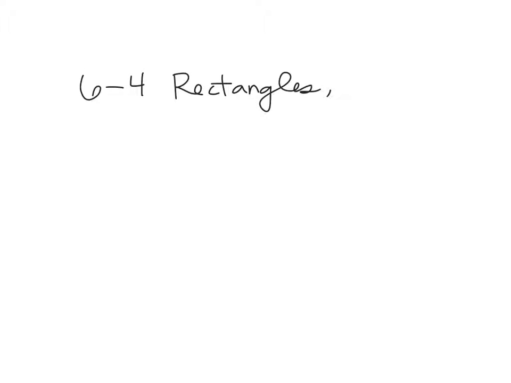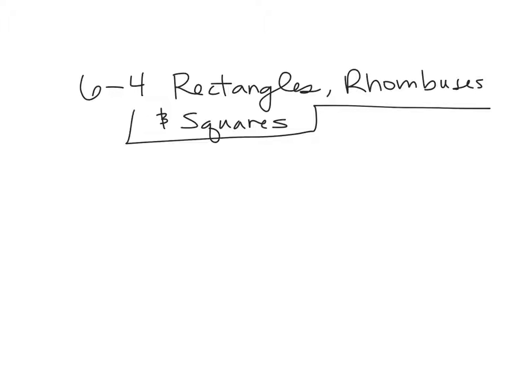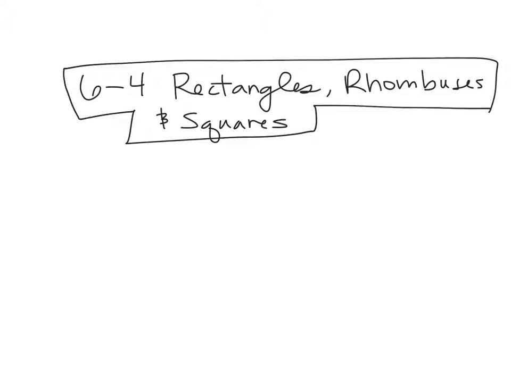So 6-4 is rectangles, rhombuses, and squares. And we're going to talk about a bunch of different properties that go along with these things. The good news is rectangles and rhombuses, when put together, make a square. So whatever's true of a rectangle is also true of a square, and whatever's true of a rhombus is also true of a square. So it sounds like we're doing a lot.